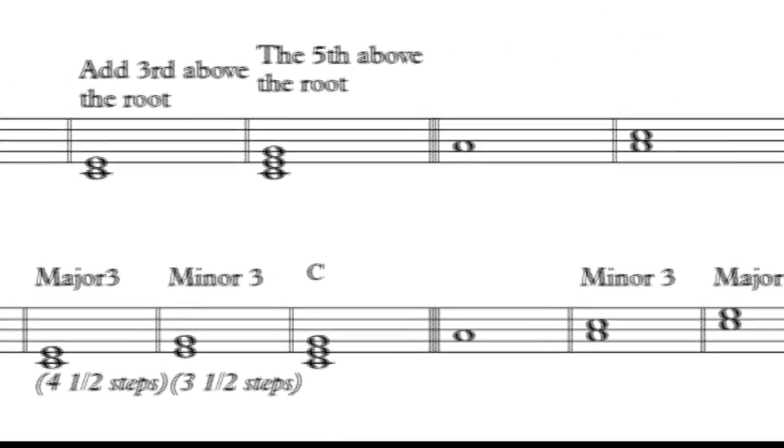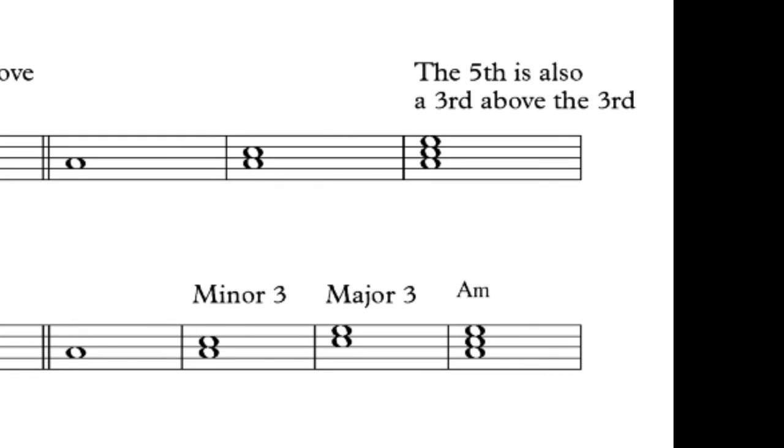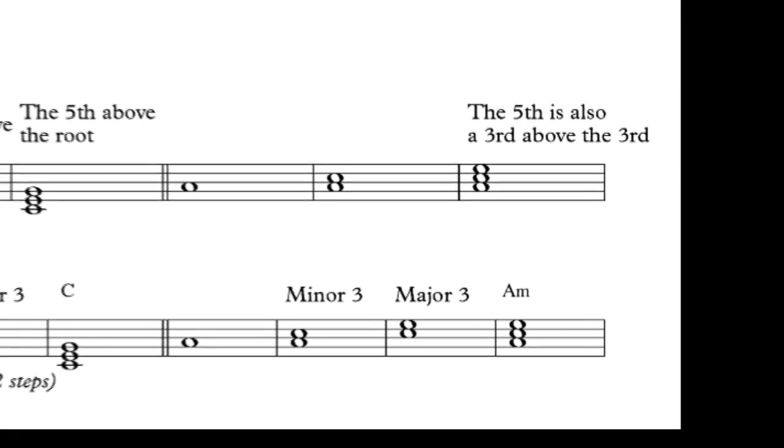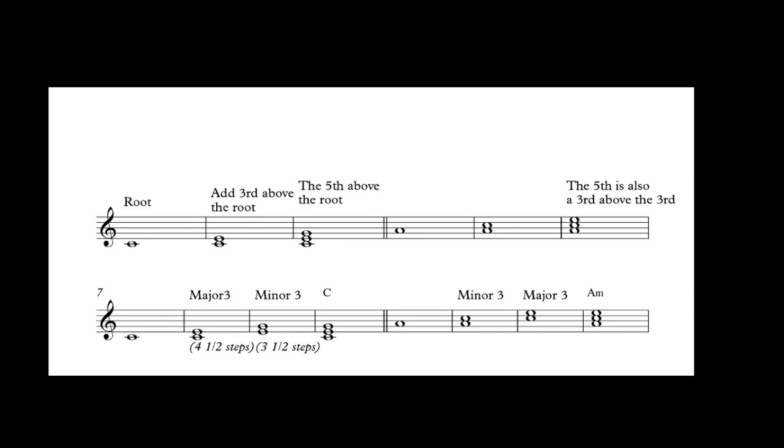In the last example, we start on A, we add a minor third above the A, that's only 3 half steps, and then we add an E above the C, that's a major third. And in both examples, from the root to the fifth, it's 7 half steps if you were to add it up. The big difference is the middle note.